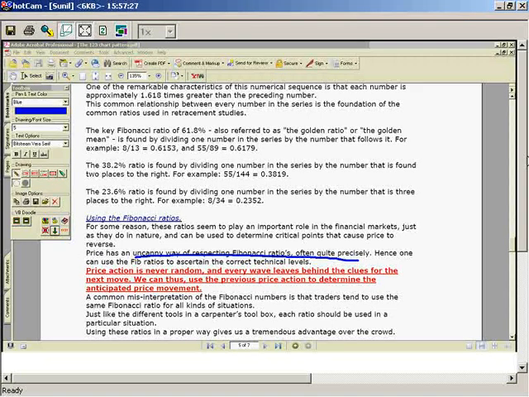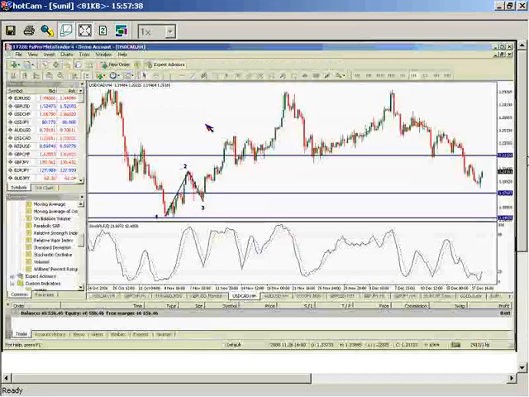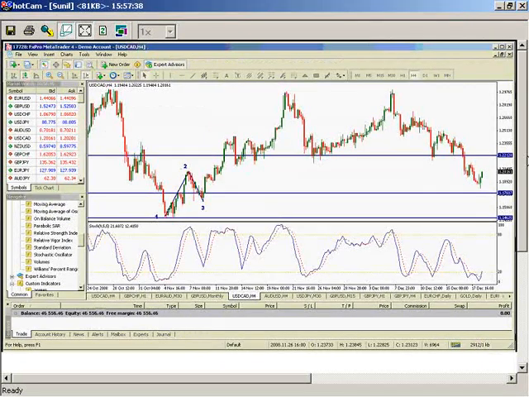Now, in effect, aren't you doing the same thing on your Fibonacci retracements, right? You are using the previous move.